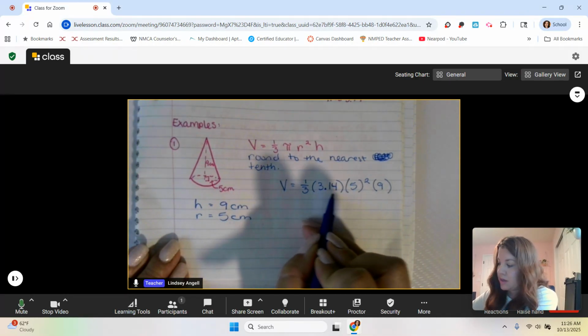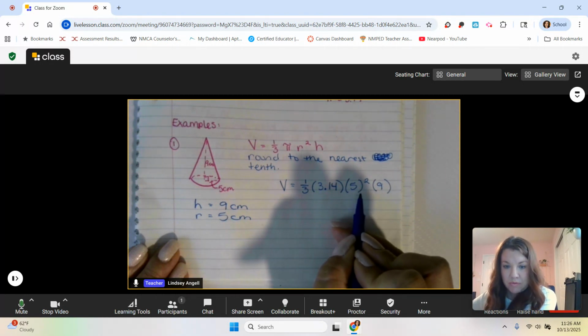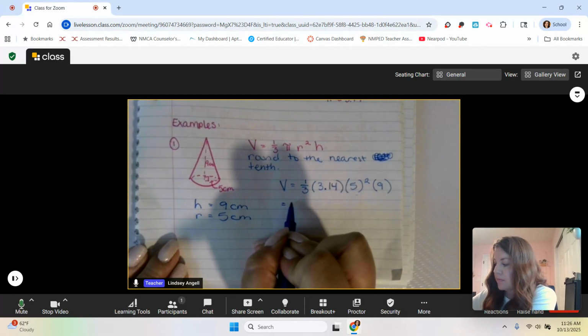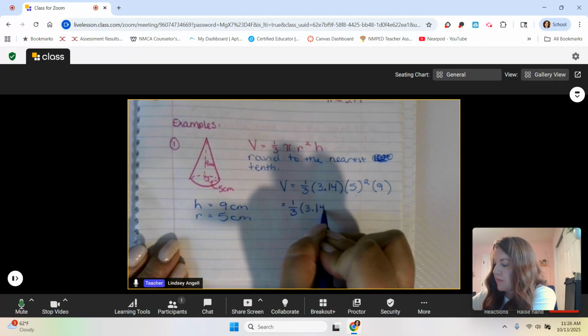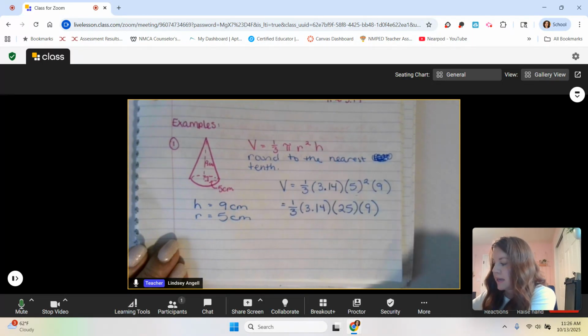Now, we could multiply straight across, but we do need to solve this exponent first because of the order of operations. So we can go ahead and do that. We'll say 1/3 times 3.14 times, and then the 5 squared is 25, and then times 9.